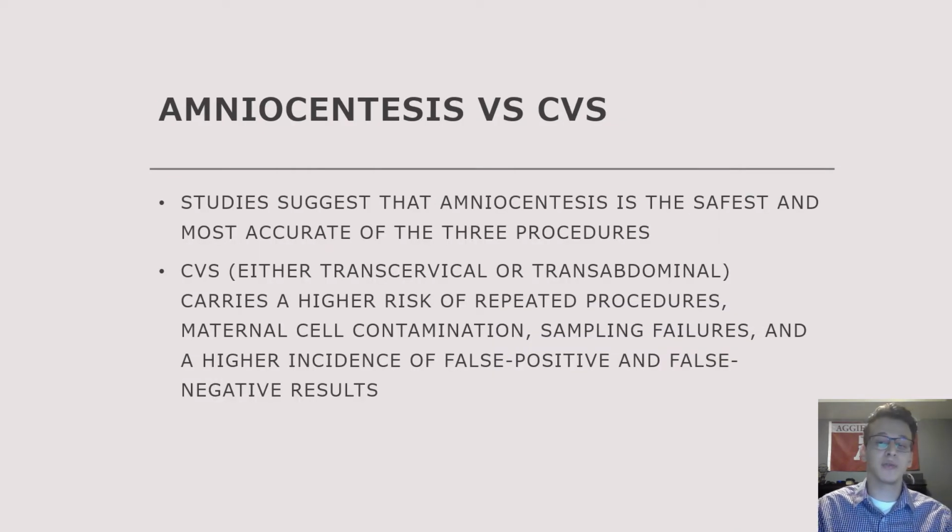So, amniocentesis versus CVS. Studies suggest that amniocentesis is the safest and most accurate of the three procedures. CVS, either the transcervical or the transabdominal, has a higher risk of repeated seizures, and you have maternal cell contamination. You can have sample failures and a higher incidence of a false positive and a false negative result. So it's not as reliable. Safety-wise, the best is amniocentesis. More convenient is CVS, as it's a faster result, but there is a higher risk.